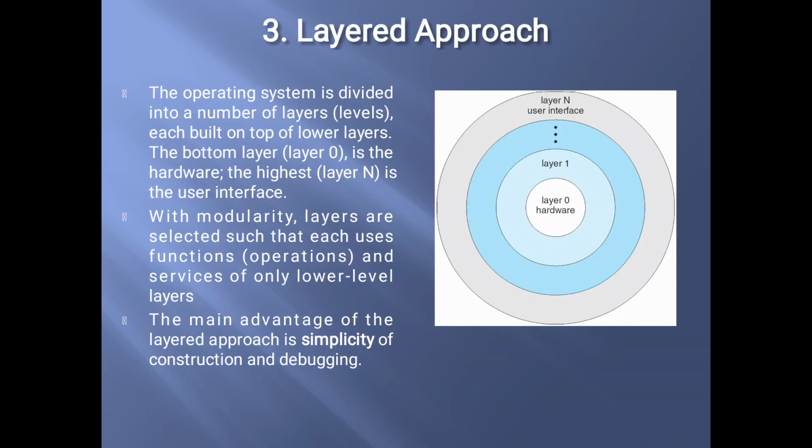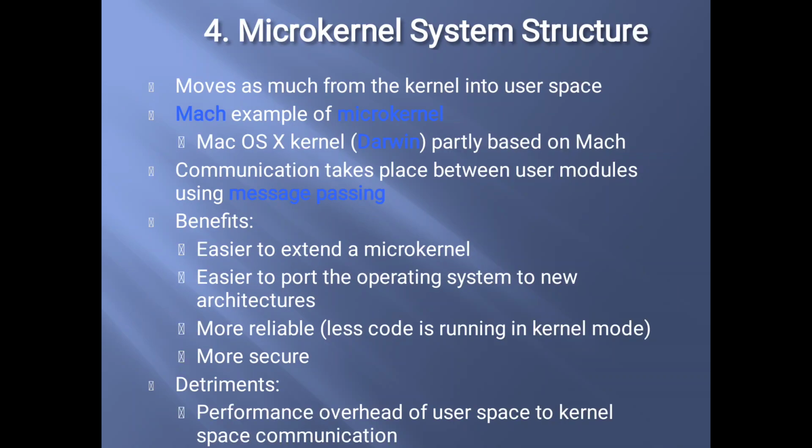The next approach is the layered approach. The operating system is divided into a number of layers, each built on top of lower layers. The bottom layer, numbered 0, is the hardware. The highest layer, numbered N, is the user interface. With modularity, layers are selected such that each uses functions and services of only lower-level layers. The main advantage of the layered approach is simplified construction and debugging.